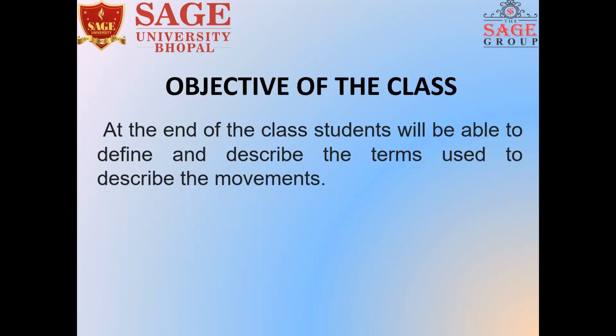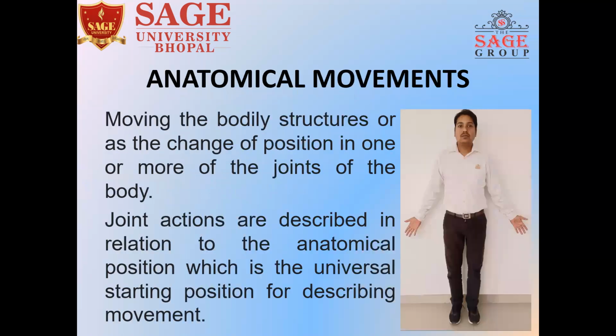So, the general objective of our class is, at the end of the class, students will be able to define and describe the terms used to describe the movements. First, we'll see what anatomical movements are. Moving the bodily structure, or the change of position in one or more of the joints of the body, is called anatomical movements.